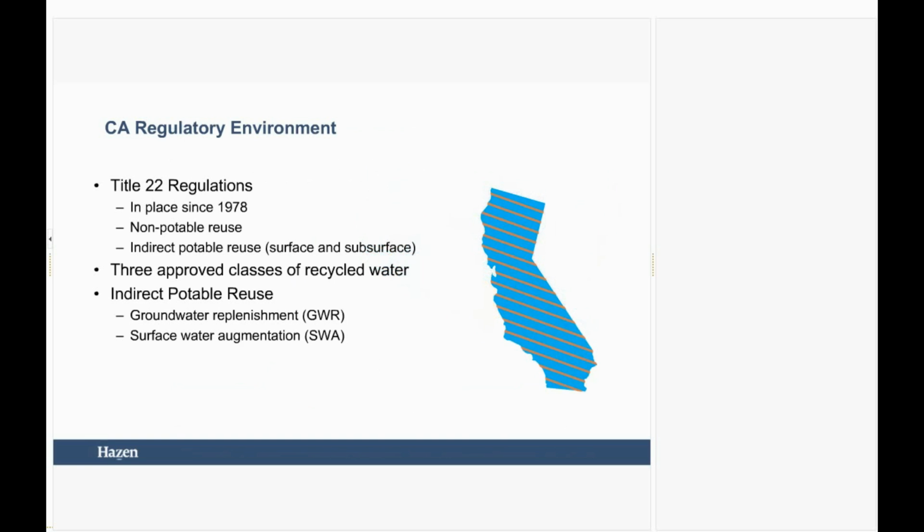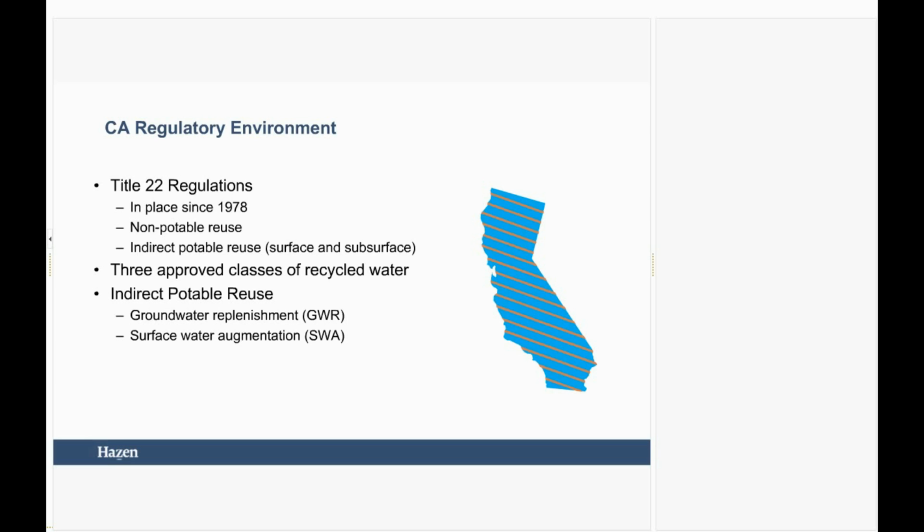And so reuse has been in place in California, as I mentioned, since the 1960s, and regulations have been in place for non-potable reuse and potable reuse since about the 1970s, 1980s. In California, we refer to the Title 22 regulations, and it's a bit of a misnomer. Title 22 is in fact a broad suite of California regulations that cover anything to do with public health and public welfare. So you'll find a whole bunch of stuff there if you look it up online. But there are sections of Title 22 which speak to recycled water.